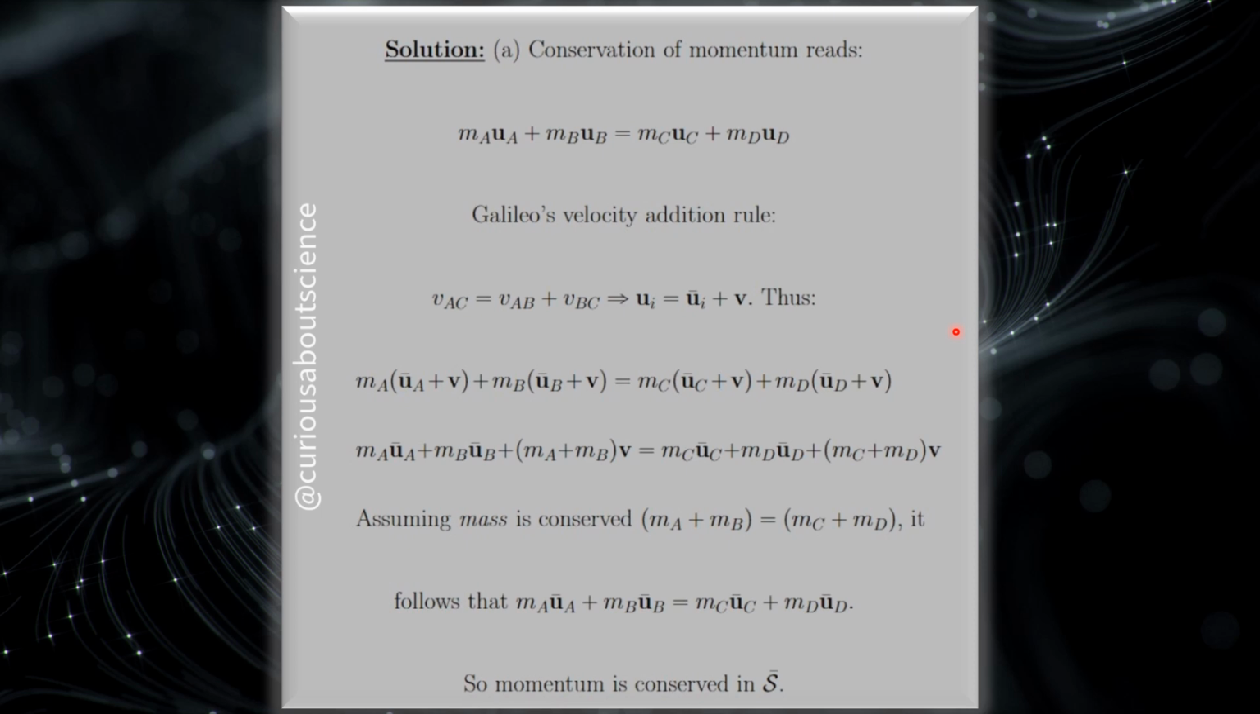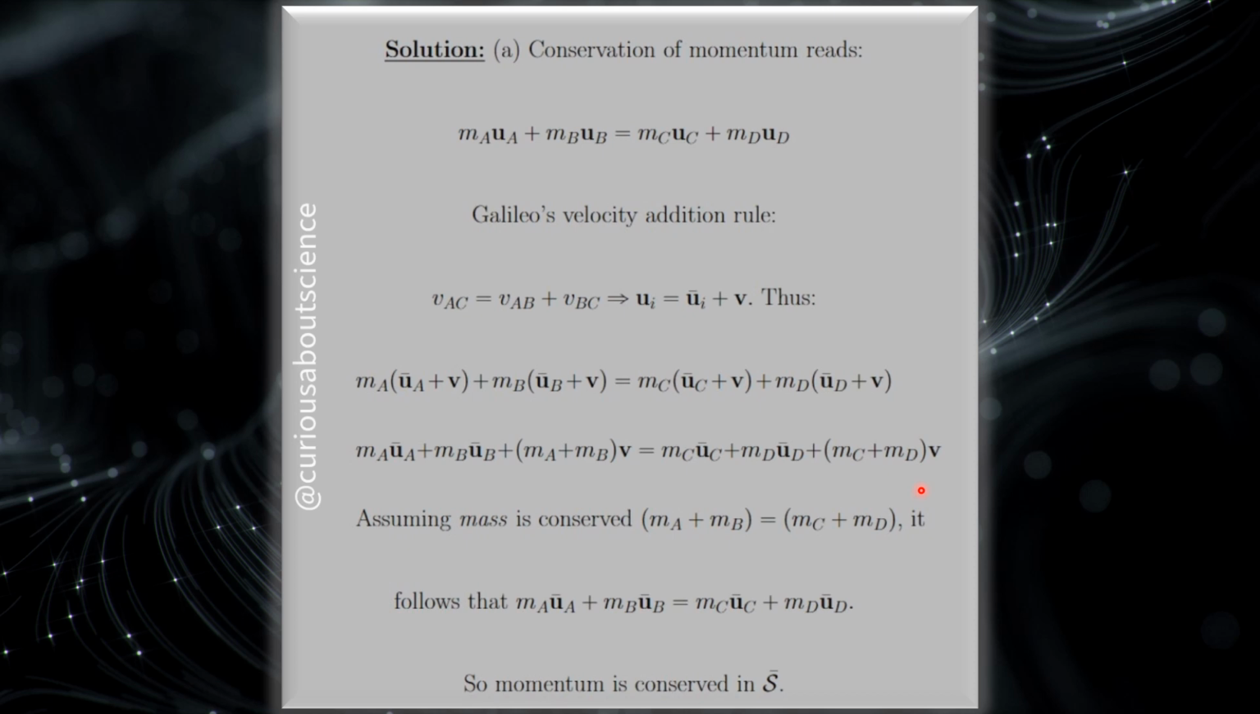So if we substitute this in for i equal A, we get u bar A plus v, and then we do this for all the other ones. You see we get two velocity terms in the momentum conservation law. So what we can do is distribute the masses into both those velocity terms, and then factor out the v's on both of them. So we have m_A plus m_B times v, and then m_C plus m_D times v, which is what we didn't have before in the conservation equation.